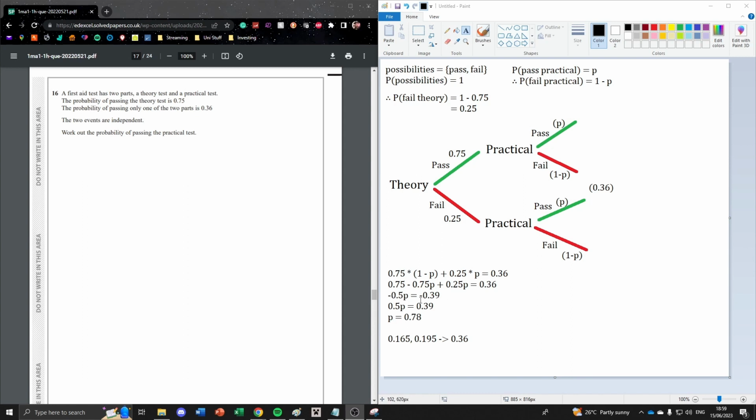Getting rid of the minus on both sides, so multiplying by minus 1, we get 0.5p equals 0.39. And finally, multiplying both sides by 2, we get p equals 0.78. And we can double check this is correct by substituting this into our probability tree, and we then find the probability of passing and then failing is 0.165, and the probability of failing and then passing is 0.195. These two add to 0.36, which is what we were given, so that shows that our answer is correct.